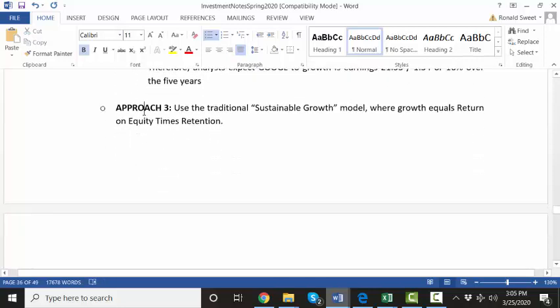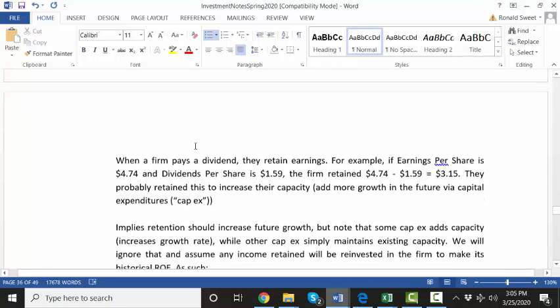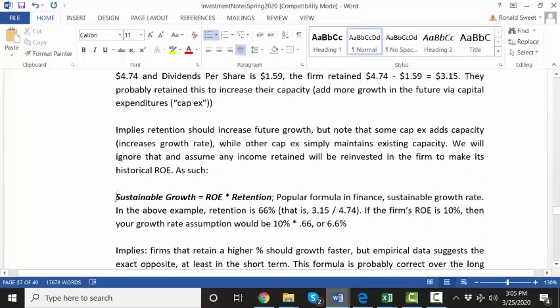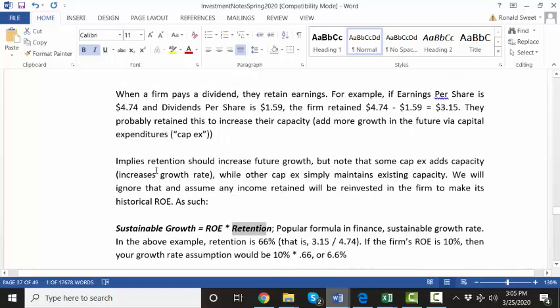And then the last approach is the textbook approach. I'm not 100% sold on this, although I think it can have some basis in reality. It's called the sustainable growth rate, or the sustainable growth model. What it says is a firm can grow equal to its return on equity times how much of its earnings it retains. So if a firm has earnings per share of $4.74 and dividends per share of $1.59, so they make $4.74 and they pay out $1.59, then they're retaining the rest of the $4.74.